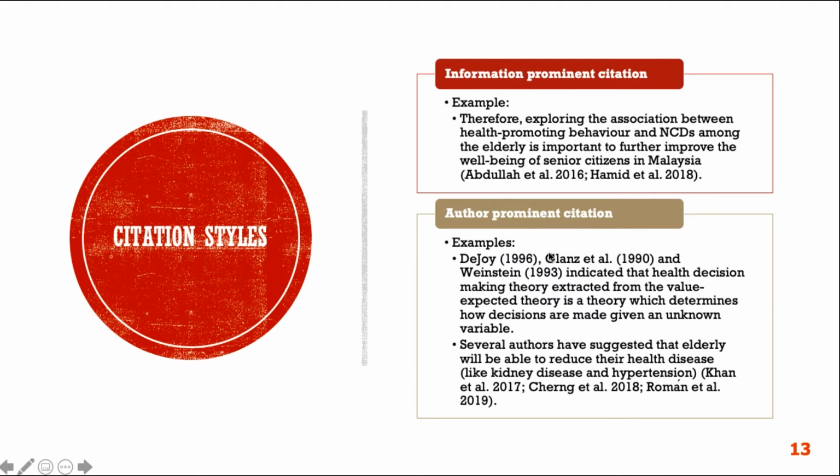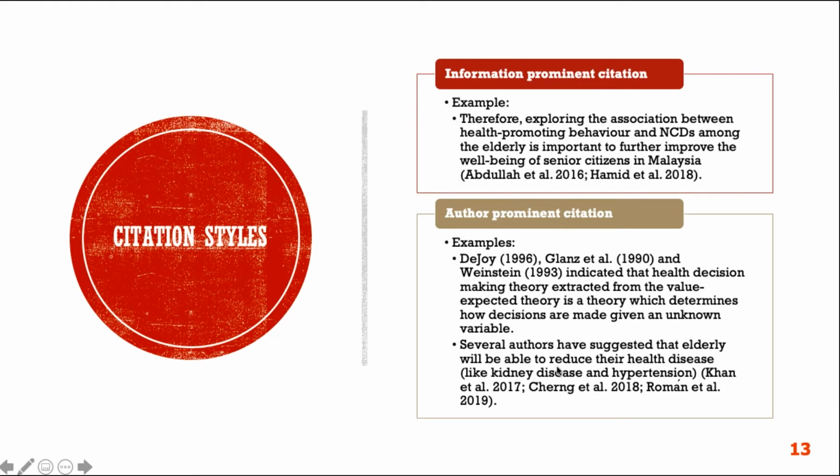Or sometimes you focus more on the author. We call it author prominent citation. For example, DeJoy 1996, Glens et al. 1990, and Vincent 1993 indicated that, you see, we start with them. So we emphasize them, that health decision-making theory was extracted from the value expected theory. Or you can say several authors have suggested that the elderly will be able to reduce their health diseases, and you cite them there.